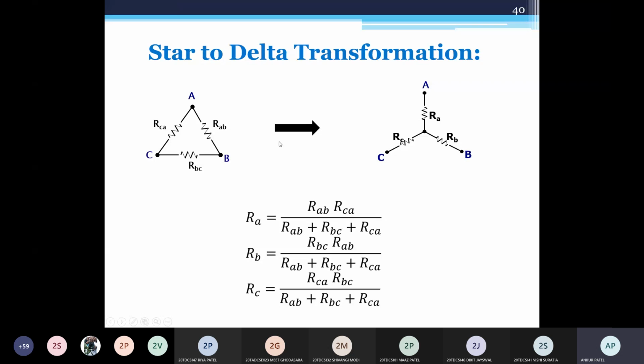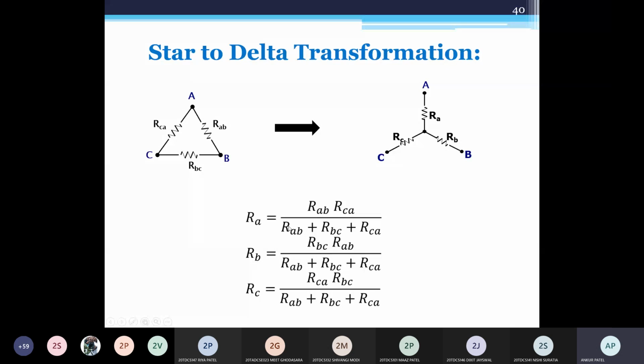So when you convert delta into star, the resistors connected with A, B, and C, you can write the equations diagonally. The resistors connected with A, with B, with C: you need to multiply them and divide by the summation of all three resistors.